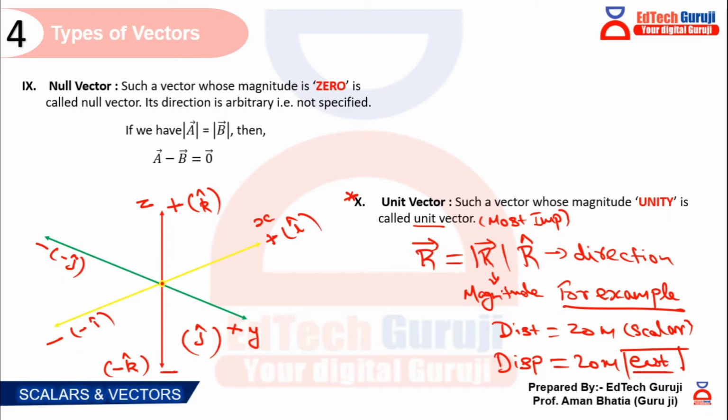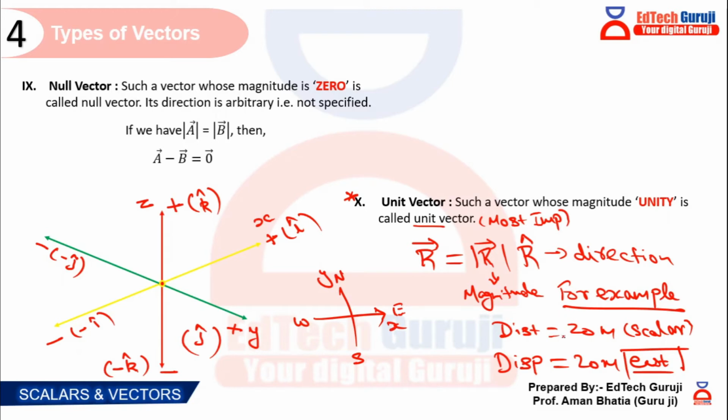Now, how does this really help me? What is the importance here? The moment I say that the displacement is 20 meter towards the east, we have the direction sense already in mind. Suppose this is my xy plane. Now I know that this is north, this is east, this is west, and this is south. If I am saying 20 meter towards the east, that means this direction. What is this direction? It is positive x.